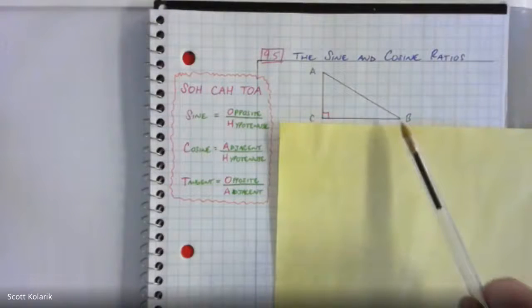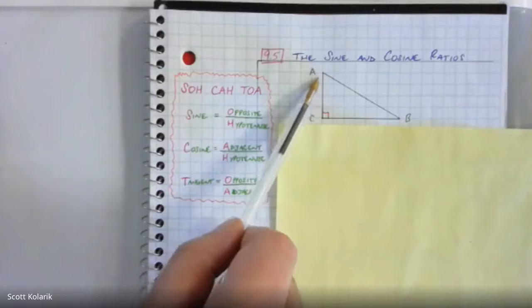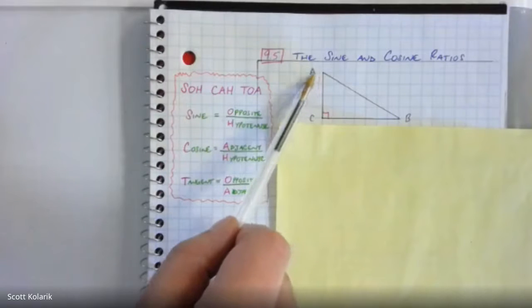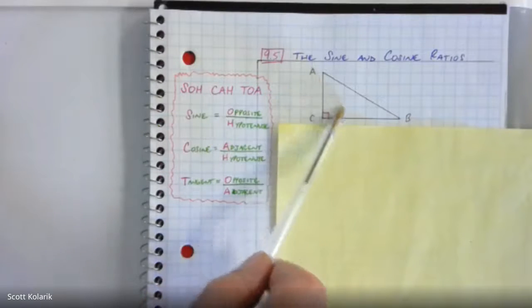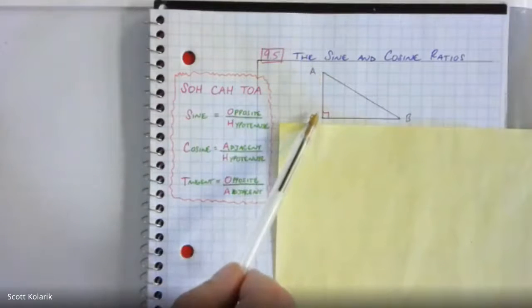So, for instance, I can take the tangent of angle B, or I could take the tangent of angle A. In either case, that messes with what's the opposite side and what's the adjacent side. If I took the tangent of angle A, the side opposite would be this one down here, and then the adjacent side would be this one right here.